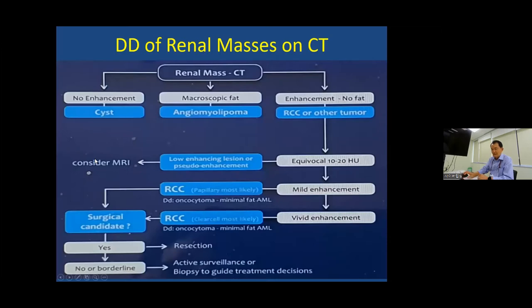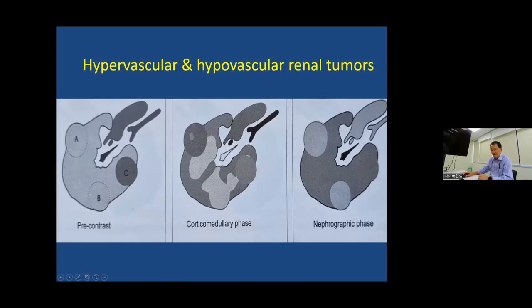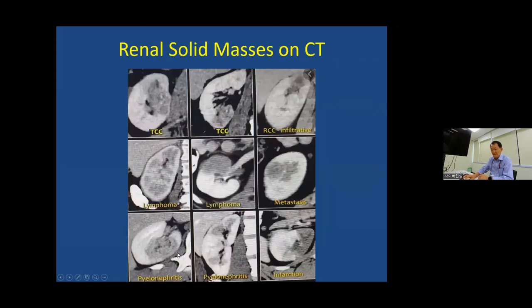Yes. So again, non-enhancement means a cyst or fatty angiomyolipoma, and enhancement means a renal cell or other cancer. So usually we can separate fairly well. Now, that's the same thing. So you can see various patterns. Any ill-defined enhanced mass, you have to think about renal cell.